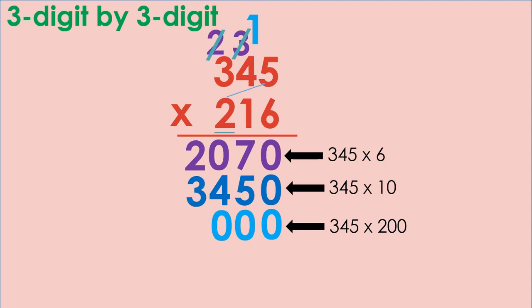200 times 4 tens is 8,000, plus 1,000 is 9,000. The 9 is going in the thousands place. Now we're going to be multiplying 200 times 300. So now we're going to be having 6 10,000s. 345 times 200 is 69,000. We can go ahead and add these up.